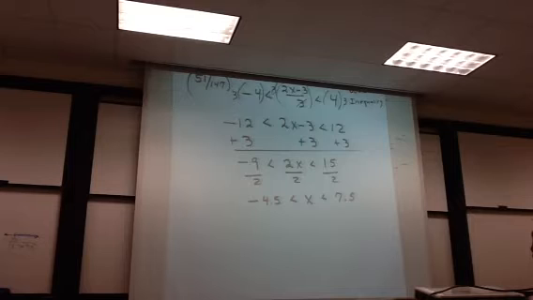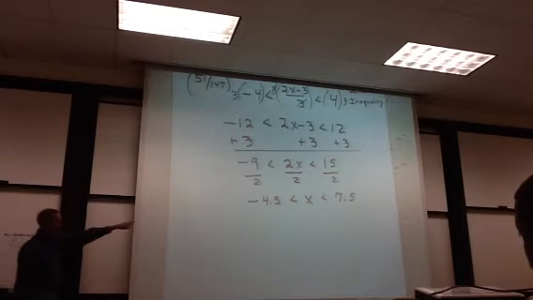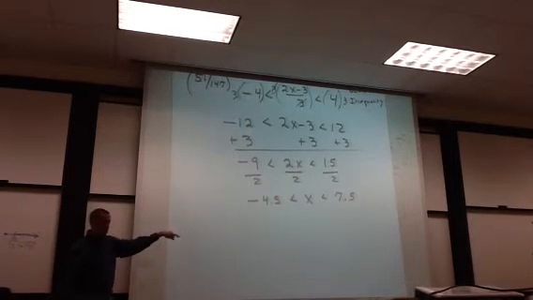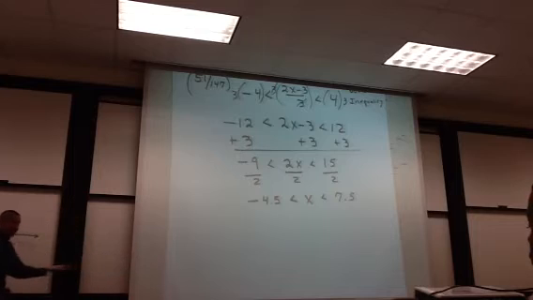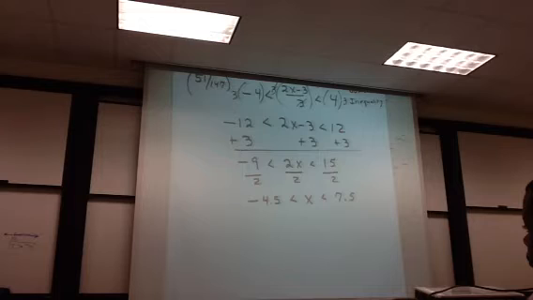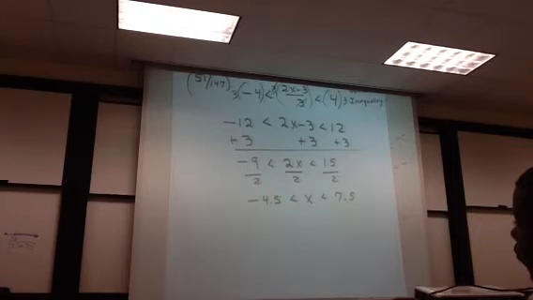Notice that your physical letter X is in between -4.5 and 7.5. Literally, all your solutions are between -4.5 and 7.5. So all your X's are in between those two values. And what do I use for my end markers? Parentheses. So you can probably see what the interval is going to be, right? -4.5.